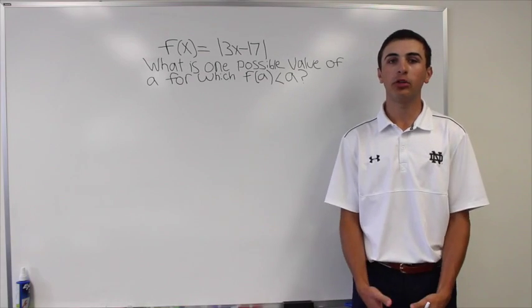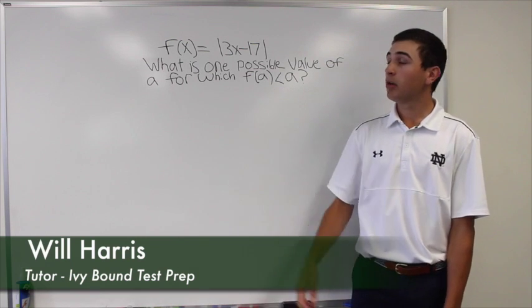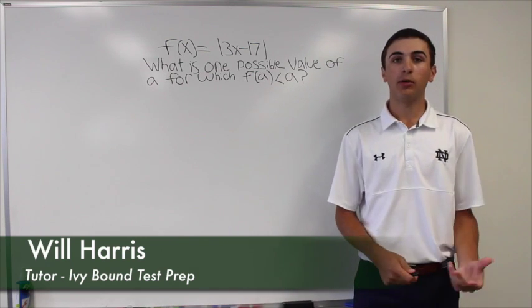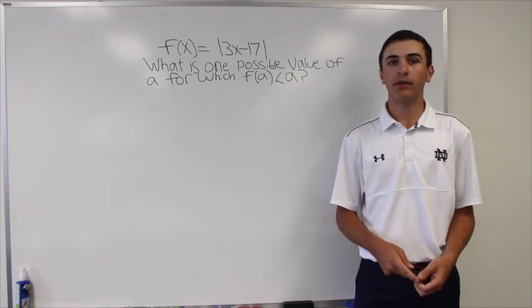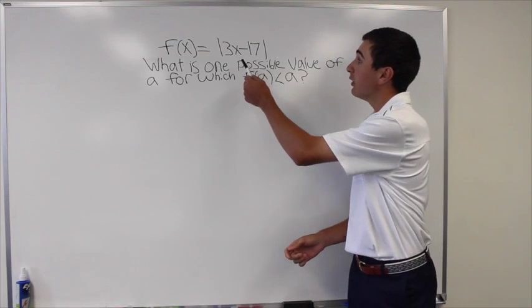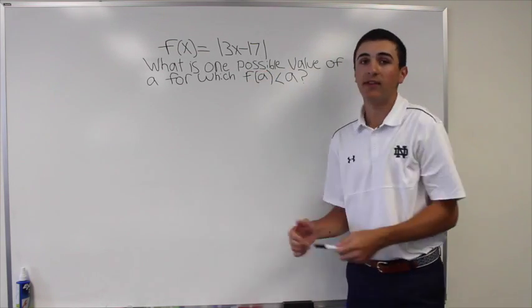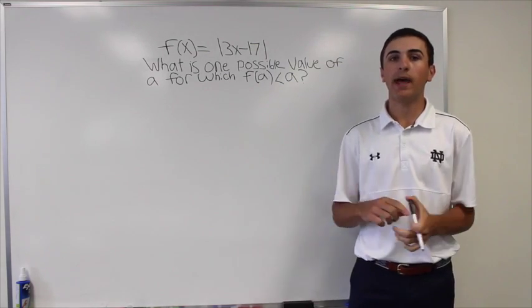So here's a really good algebra question. We want to find a value of a for which f of a will be less than a. In order to make f of a less than a, I want to try to minimize the difference between 3x and 17. So I'm going to pick 5 and plug it in and see what happens.